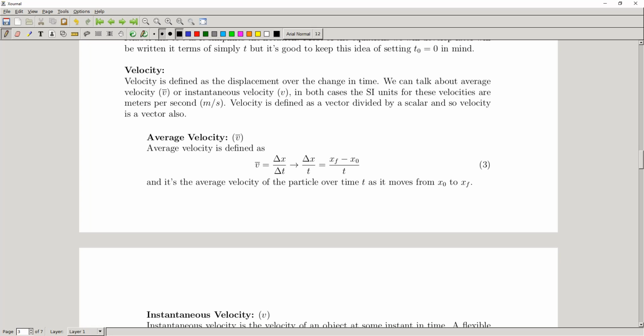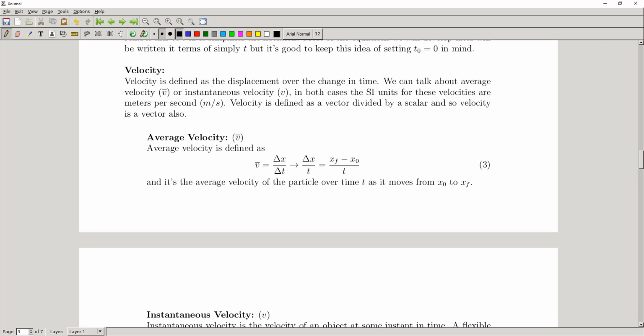Okay. So again, velocity is a vector because velocity is described by a vector over a scalar, which means that it's going to have a magnitude and a direction. And we have our definition of average velocity down here. Average velocity is always going to have this symbol v with a bar over top, and the bar just indicates that that's our average velocity. All average quantities will end up with this bar over top.